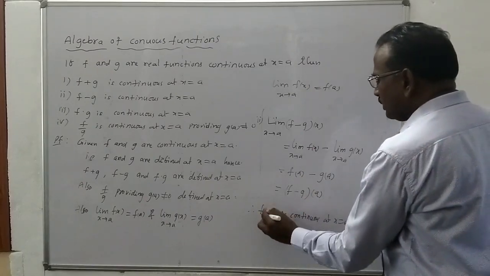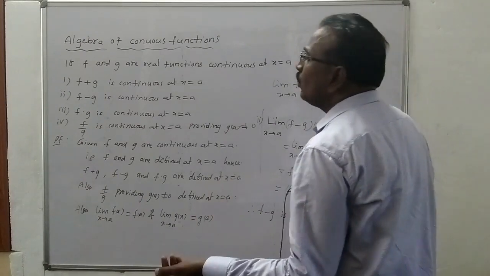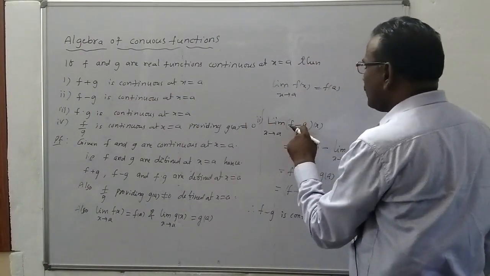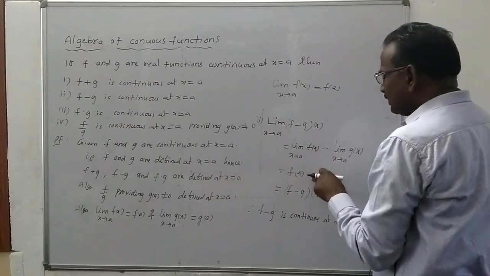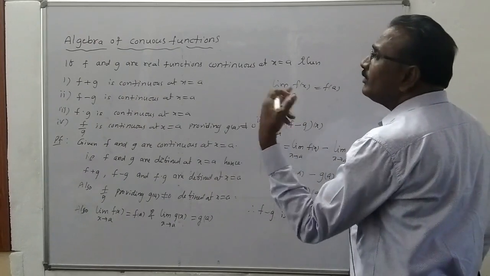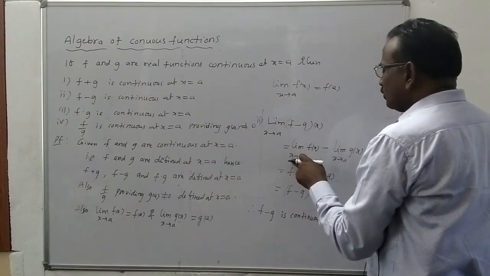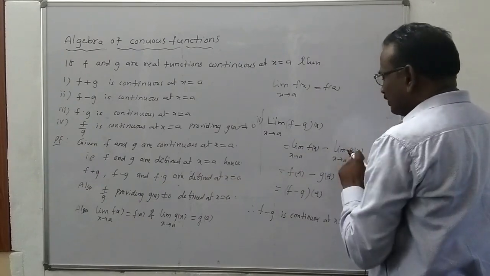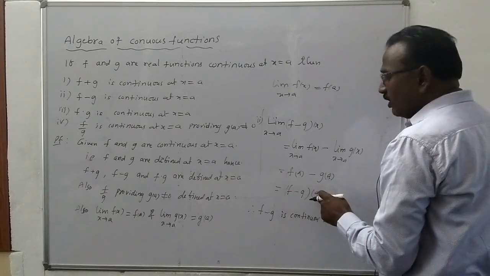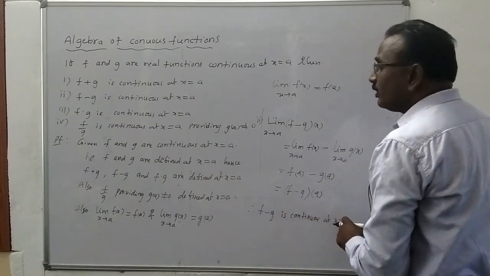Therefore f minus g is continuous at x is equal to a. Similarly we can prove, here replace minus by into. So replace minus by into, f into g is also continuous at x is equal to a. Replace minus by division, f divided by g. So limit f of x as x tends to a divided by limit g of x as x tends to a. So finally we get f by g of a. So therefore f divided by g is also continuous at x is equal to a.